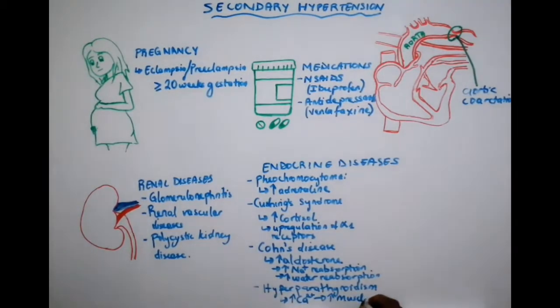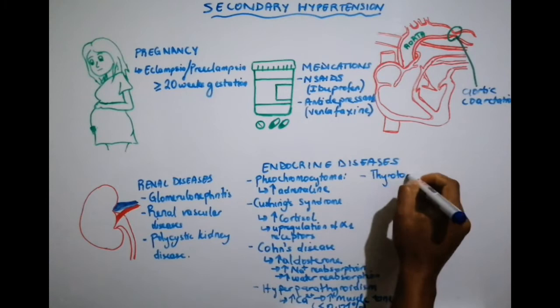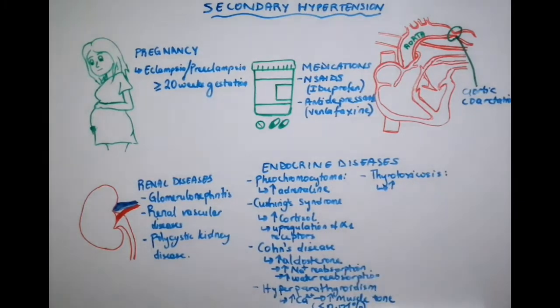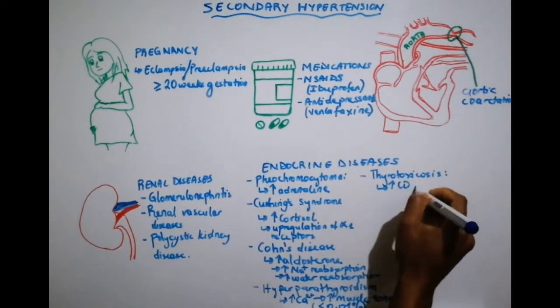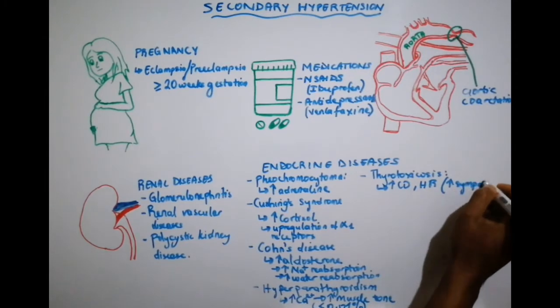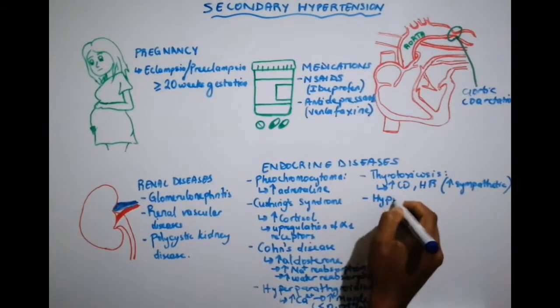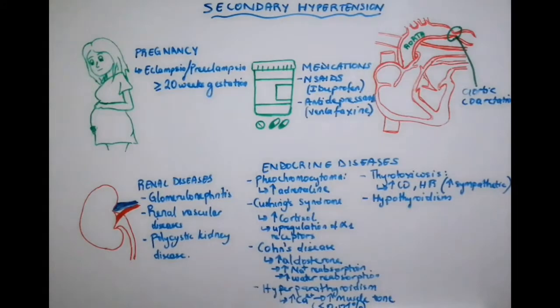Hyperparathyroidism is associated with increase in calcium, which increases muscle tone and increases vascular resistance. It also stimulates aldosterone release. Thyrotoxicosis increases cardiac output and heart rate by upregulating beta-2 adrenergic receptors.